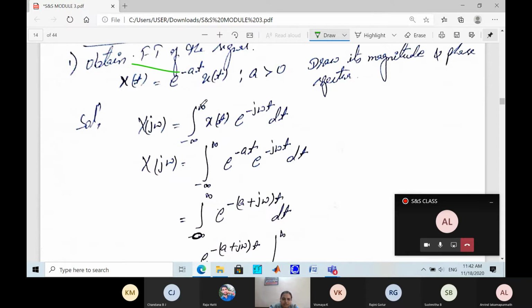integration from minus infinity to plus infinity x of t e raised to minus j omega t dt. Then we have to substitute the input signal that is given for us, that is x of t is equal to e raised to minus at u of t. Instead of x of t, I am writing e raised to minus at, and then u of t will be there. Here I missed u of t, e raised to minus j omega t dt.